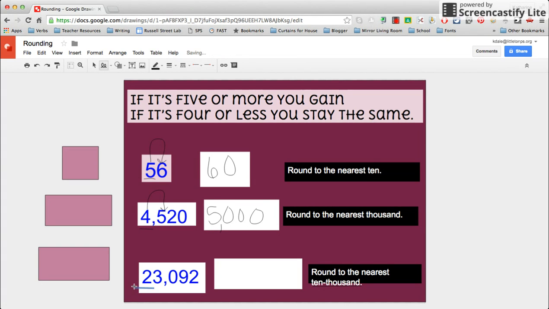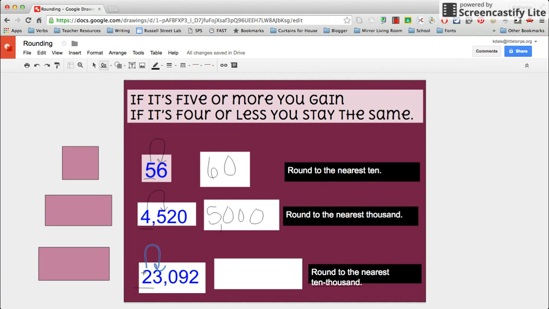The next thing I'm going to do is I'm going to look to that digit right next door in the thousands place, which happens to be a 3. And then I'm going to find out, I got to think about, what am I going to do? Is that 3 5 or more? No. So I know I'm not going to gain. Is it 4 or less? Yes. 3 is less than 4, so it's going to stay the same.